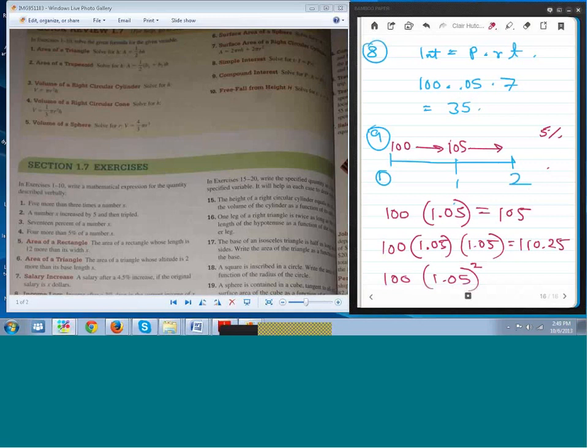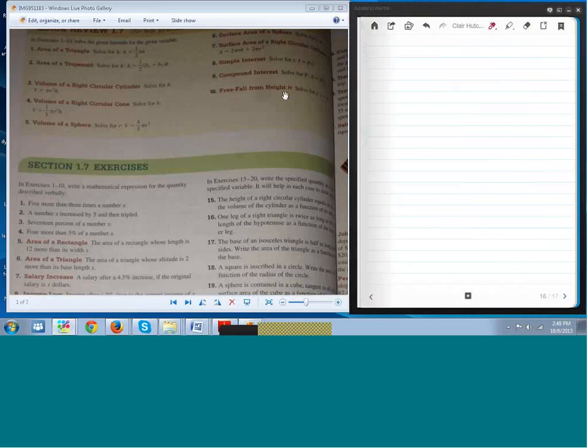And what's the last one? Free fall from height. Solve for S equals H minus 1/2 g t squared. So this is your, I don't know, have you taken physics? Well, I'm taking physics now. Okay, so you may not have gone over this. So this is just a basic formula.